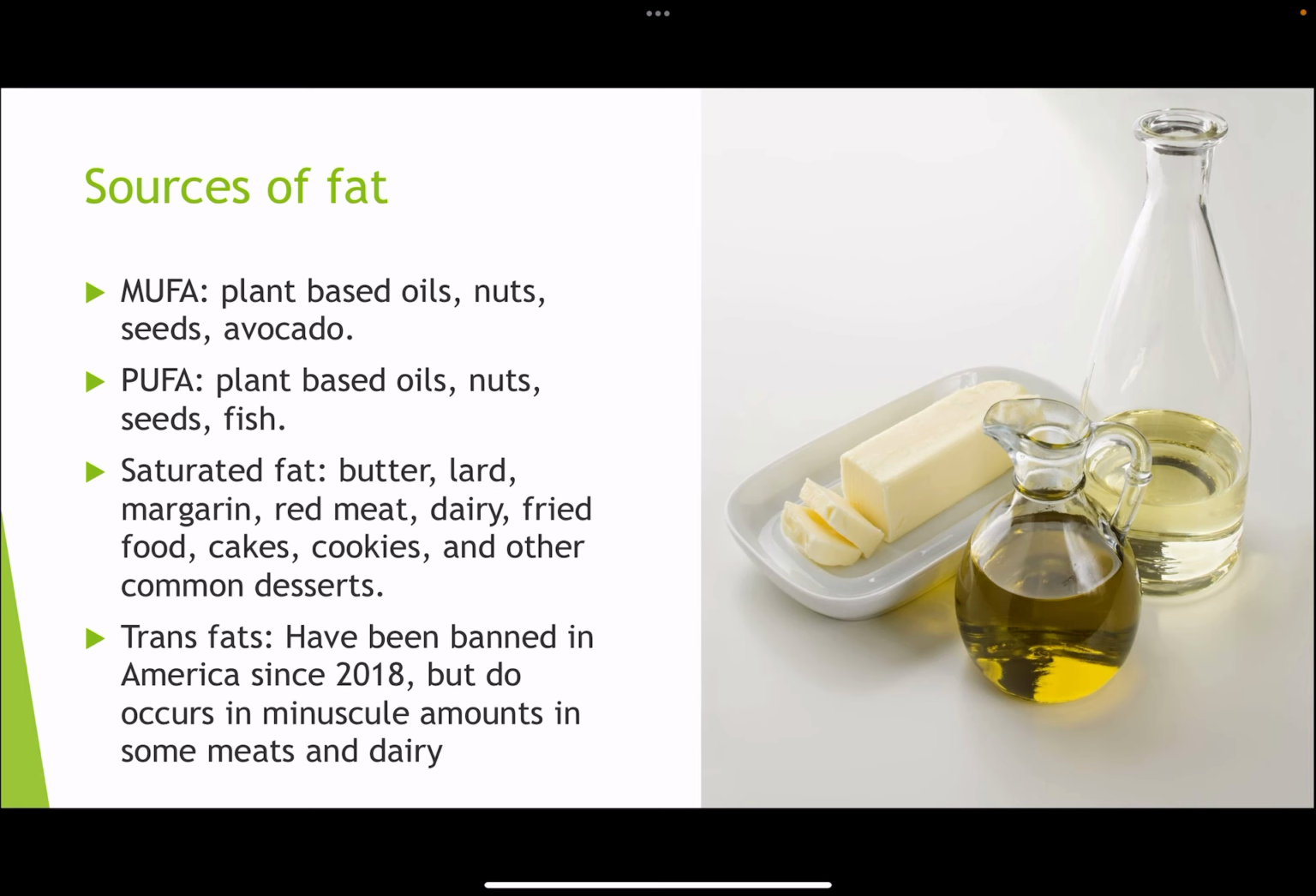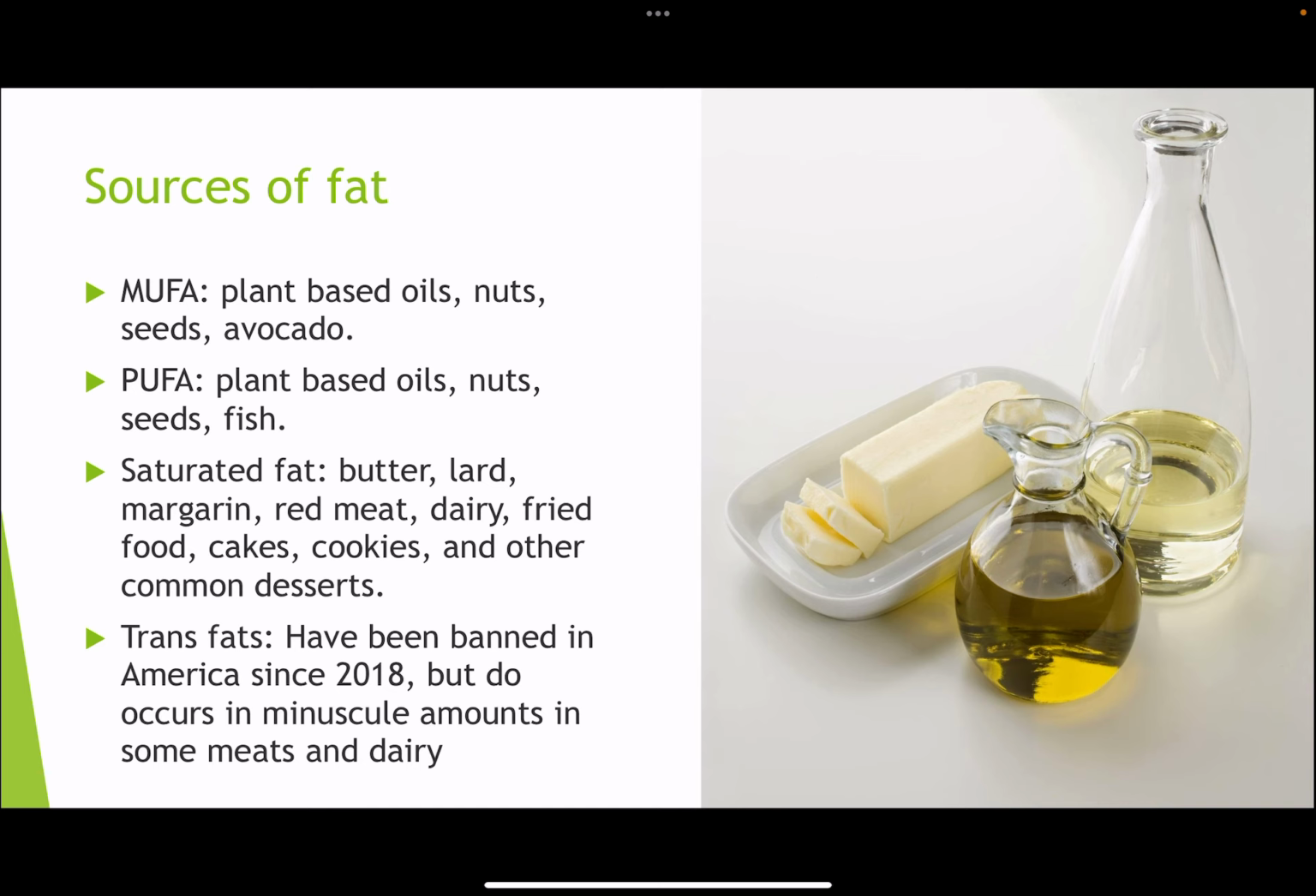So MUFAs and PUFAs, or the unsaturated fatty acids, since they're liquid at room temperature, these are often going to be our oils. The plant-based oils, nuts, seeds. You also find them in fish in the form of omega-3s or omega-6s, and avocado.